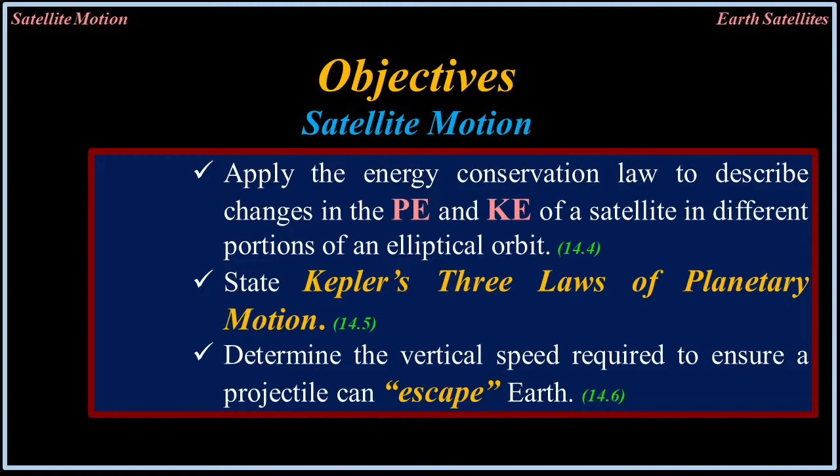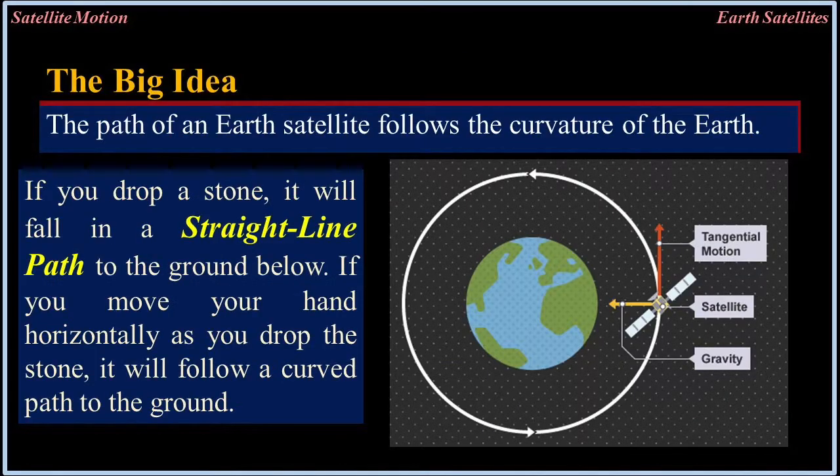Apply the energy conservation law to describe changes in PE and KE of a satellite in different portions of an elliptical orbit. State Kepler's three laws of planetary motion. Determine the speed, the vertical speed, required to ensure a projectile can escape Earth.